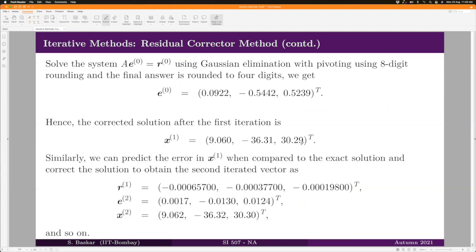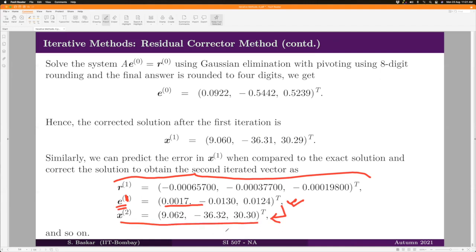Again, from there, you will get R1. To get R1, you will be doing the 8-digit rounding. Then you will get E1. E1 you will get in 8-digit. While doing the computation for E1 using any method, you will do 8-digit rounding. And the final answer, which you get as a solution of your system, will be rounded to 4 digits. And that is how you will get E1 here as 4 digits. And that will be added with x1 to get x2 as 4 digits. And keep on going like this until the number of iterations asked for. Suppose you are asked for 3 iterations, then you may have to do one more.